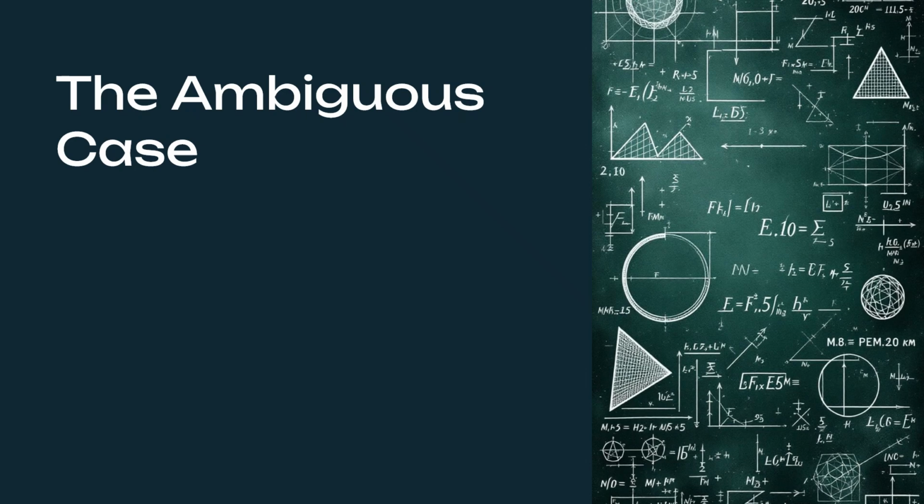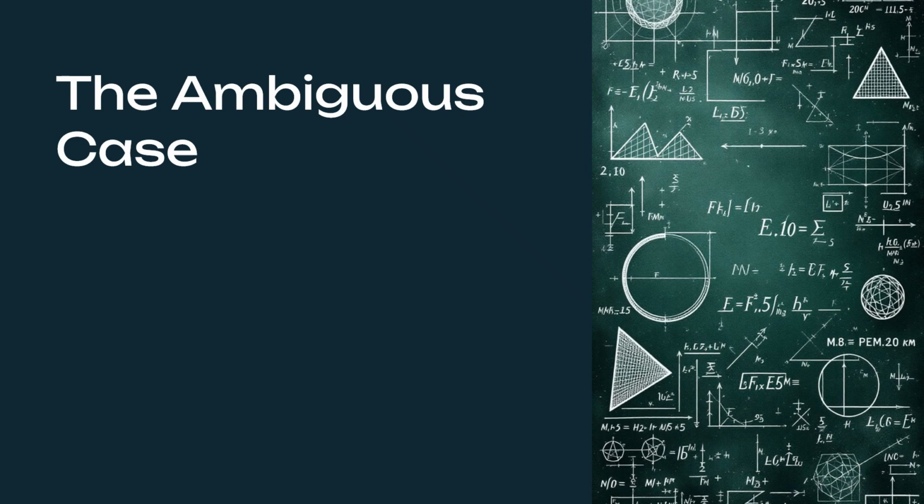Today we're diving into one of the most fascinating twists in trigonometry, the ambiguous case. It's a situation where the same set of information can lead to more than one possible triangle. Sounds tricky? Let's break it down.